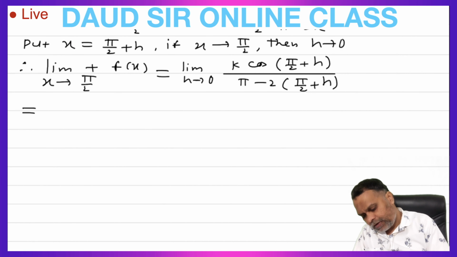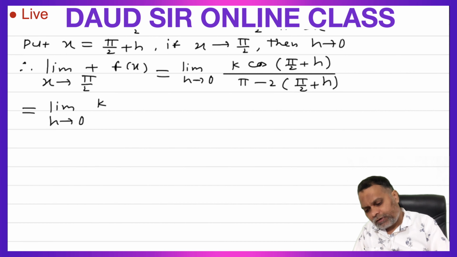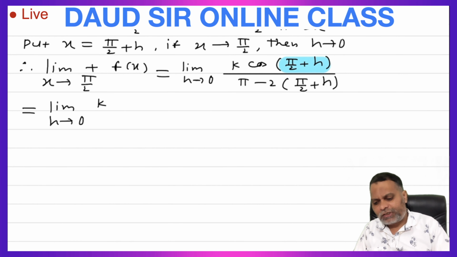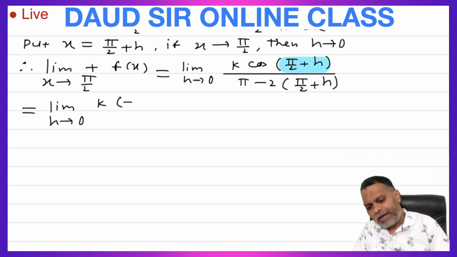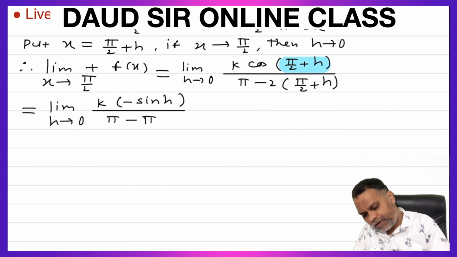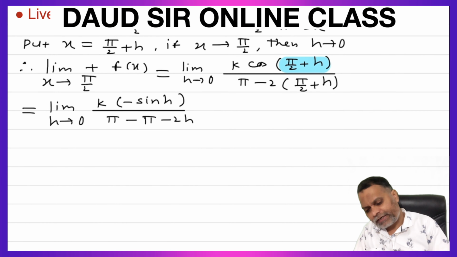Simplify this, limit h tends to 0, k into cos of 90 plus theta. 90 plus theta lies in the second quadrant. In the second quadrant, sine is positive and cos is negative, so minus sign. And in case of 90, we have to change cos to sine. So cos of pi by 2 plus h will become minus sine h, upon pi minus 2h. Open this bracket.